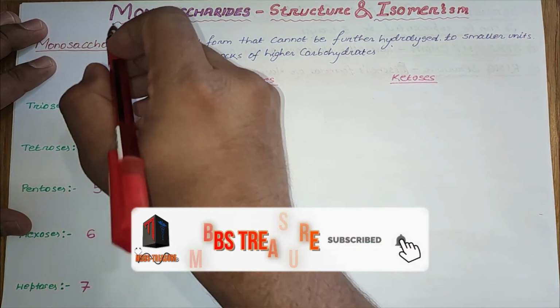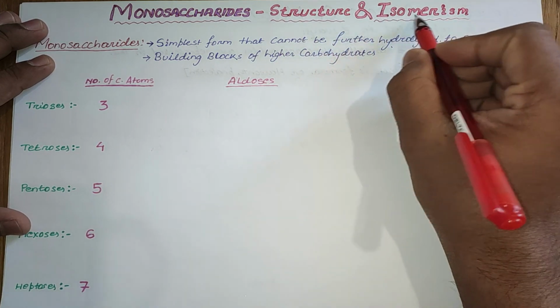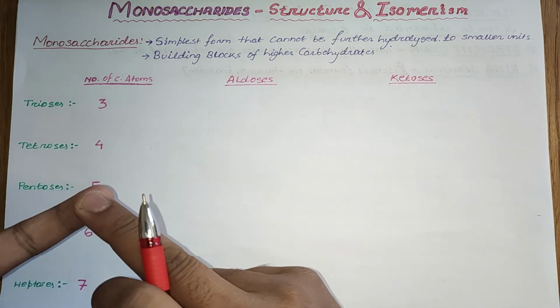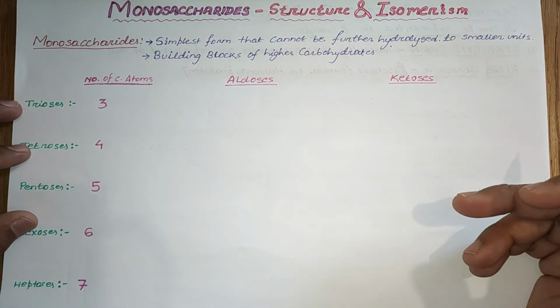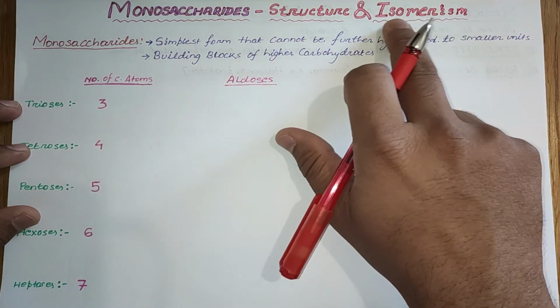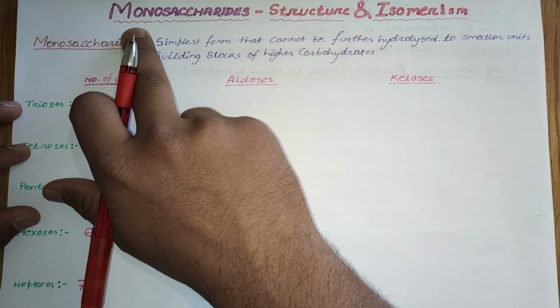Today we are going to read about monosaccharides, what their structure and isomeric structures are. I will also help you to easily remember the structures, how you can easily draw them, and how you can easily remember the names of isomeric structures of the monosaccharides. It is a part of carbohydrates.